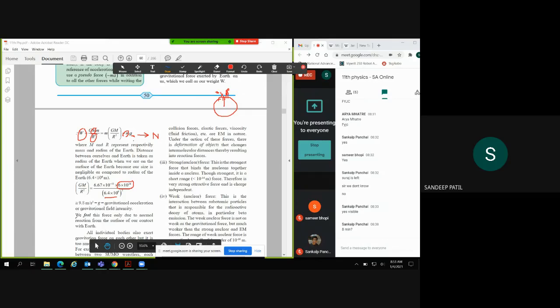So here, what we feel, this force, is only due to the normal reaction from the surface of our contact with Earth. Okay, so we generally feel these types of forces only due to normal reaction from the surface. So this is the normal reaction. Due to this force, we consider that we are getting some attractive force, and we will come down, and we are attached to the Earth, right? We are not going to space.